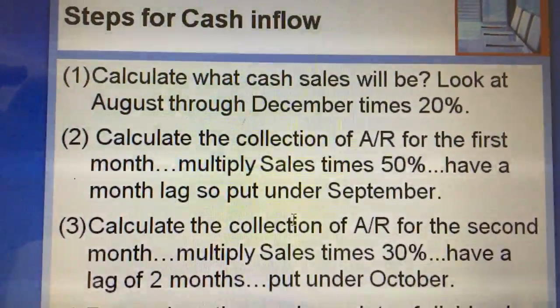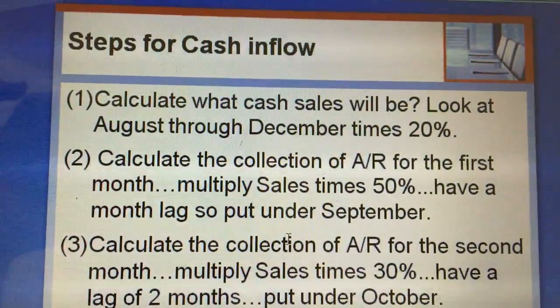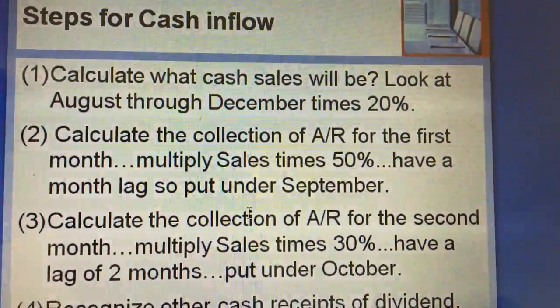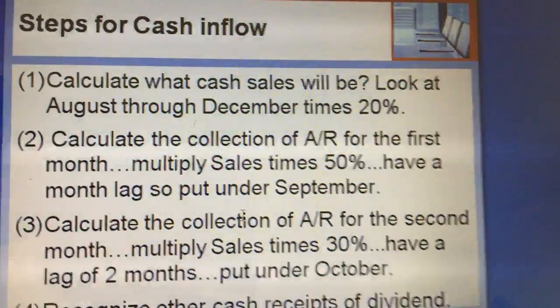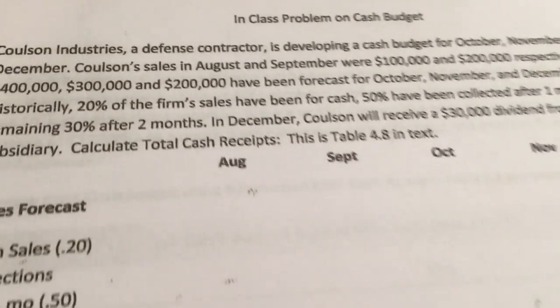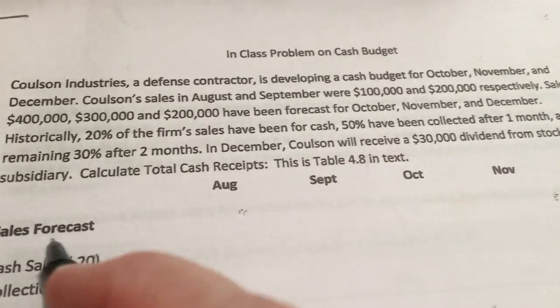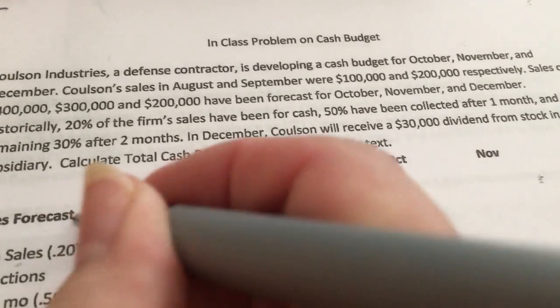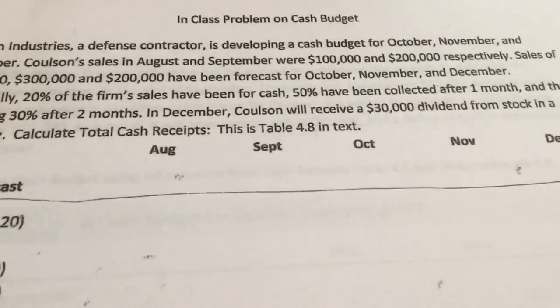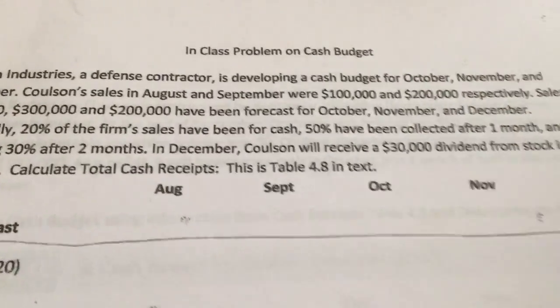Okay, so let's look at the steps. First of all, calculate what cash sales would be. Look at August through December, and we want to get a calculation of cash sales. Now, let's look at our problem. Come down here, okay? This is the same problem. Now, sales forecast. I want you to draw a little line here, and it's hard for me to be neat here with this holding this camera, so bear with me.